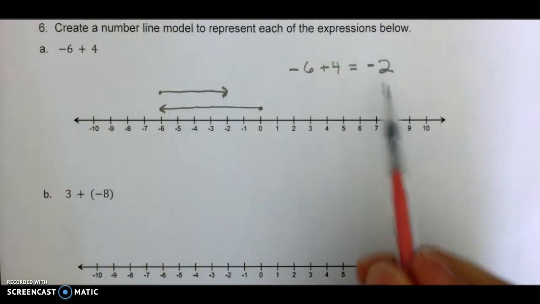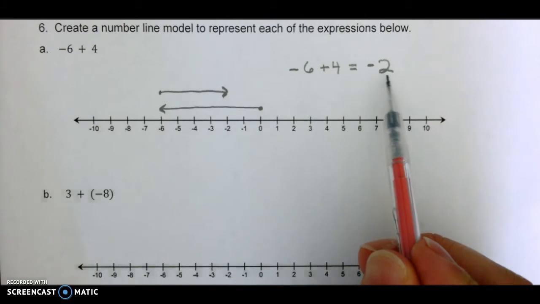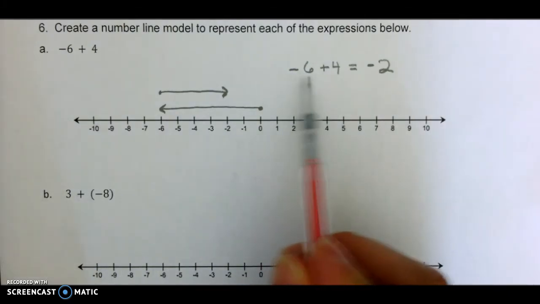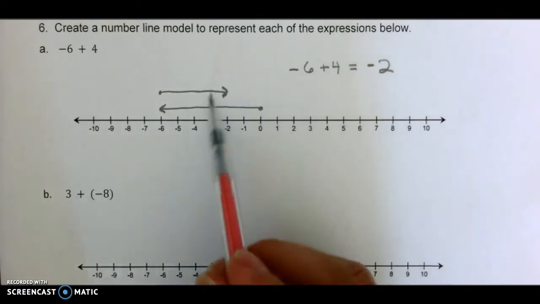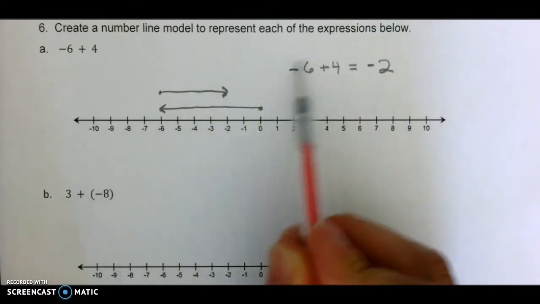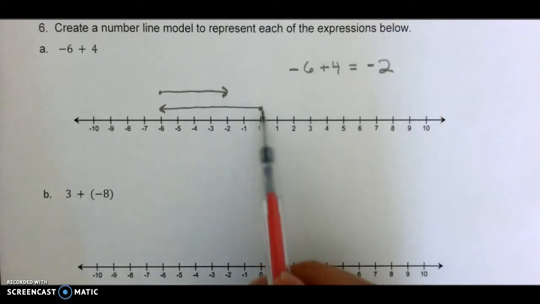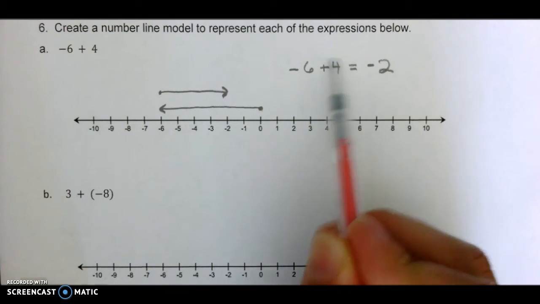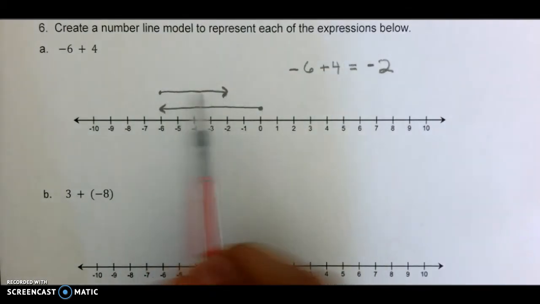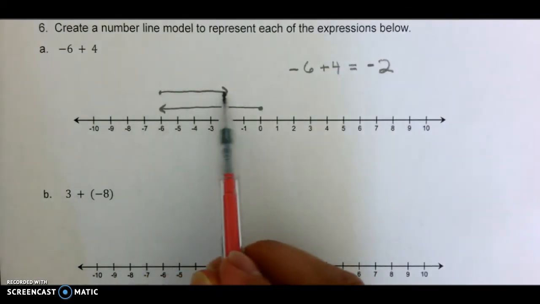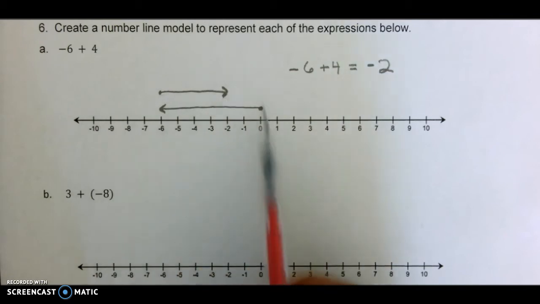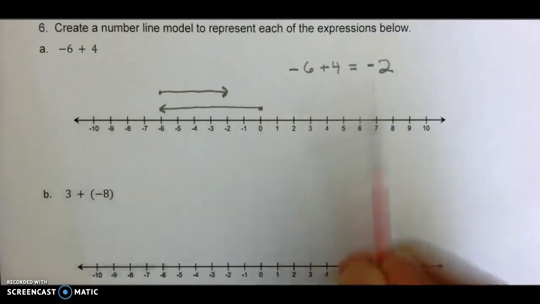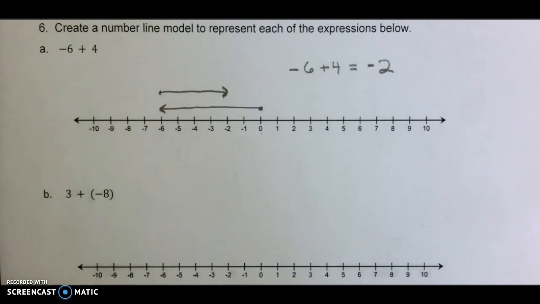Okay, and it makes sense that our answer is going to be negative in this case because the number negative 6 has a greater absolute value than the number 4. You can compare the arrow lengths. This number is going to have an arrow length of 6 units, and this number is going to have an arrow length of 4 units. Going 4 units back to the right from negative 6 doesn't quite get us back to 0, so our answer here should be a negative 2.